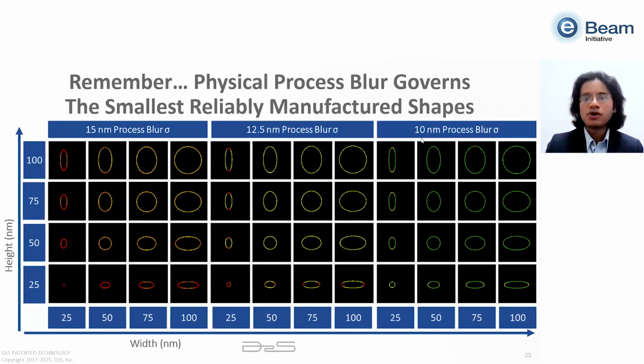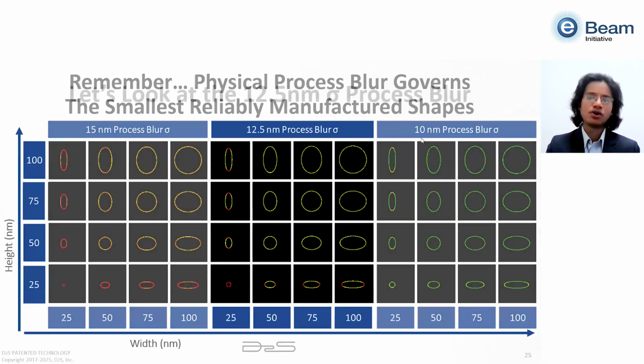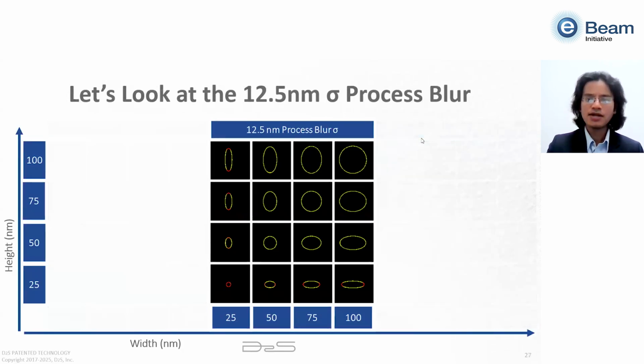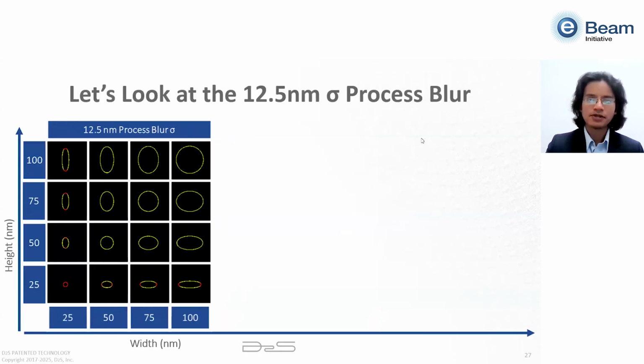Now, remember, the physical process blur actually governs the smallest reliably manufacturable shape. Again, I'm showing the slide that I just presented a few slides ago. And this particular experiment was done without PLDC. So let's concentrate on the middle process here. So let's look at the 2.5 nanometer Sigma process blur. And this was without PLDC.